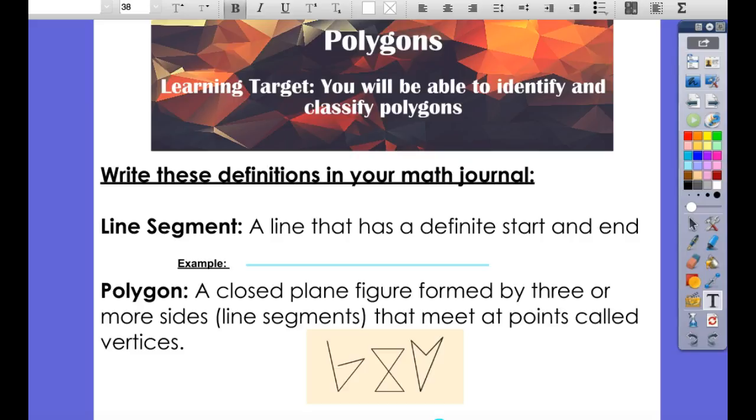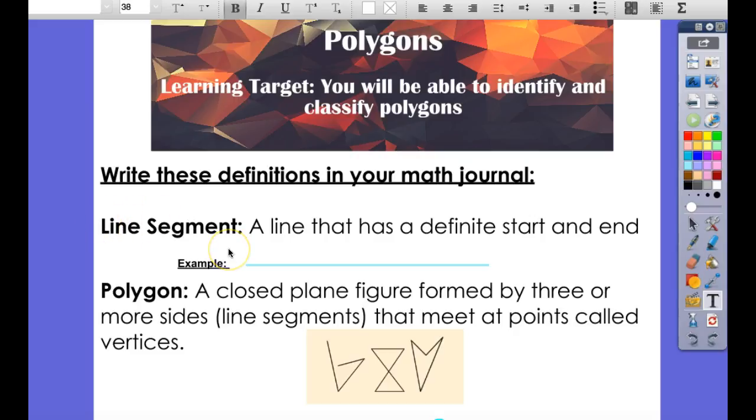So the first thing that I want you to do is write the following definitions down in your math journal. So you'll probably want to pause the video and write the definition of a line segment and a polygon into your journal. Alright, so hopefully now you've written down your definitions to a line segment and a polygon.